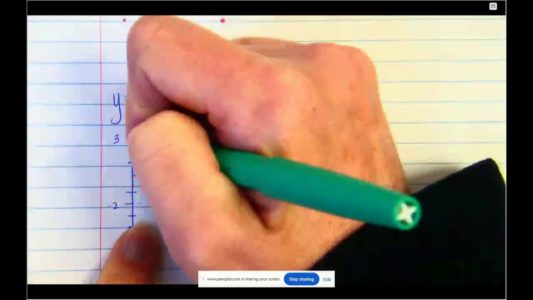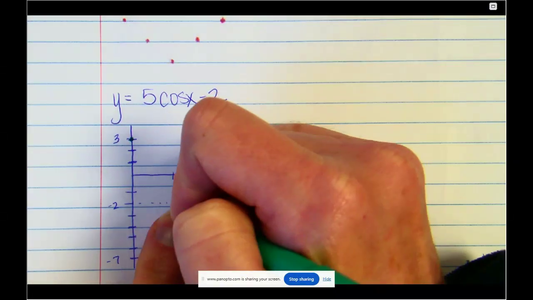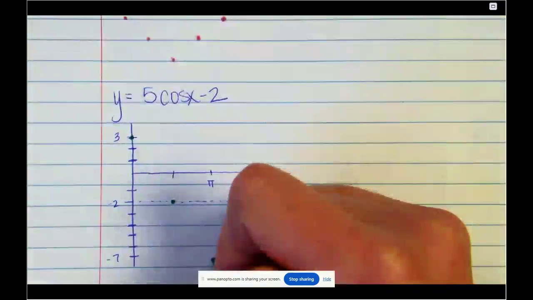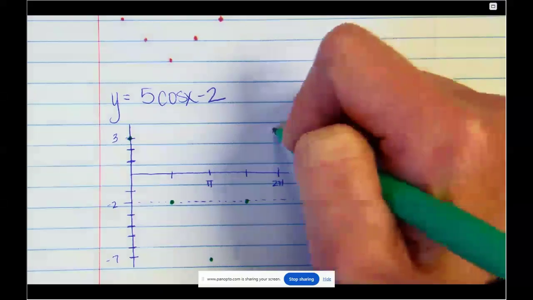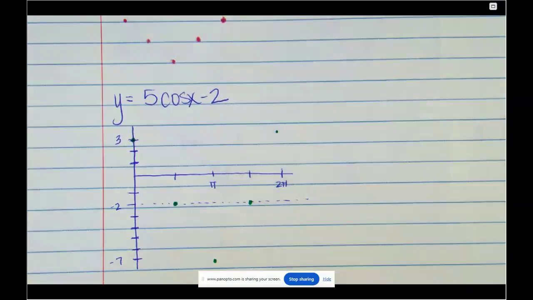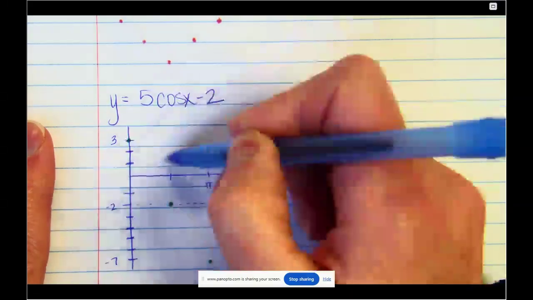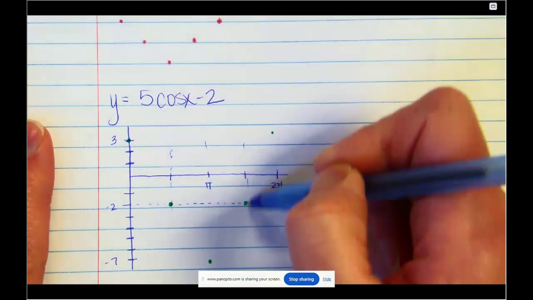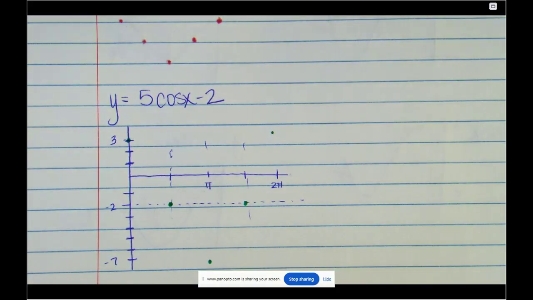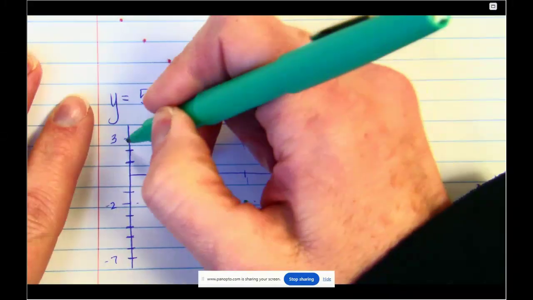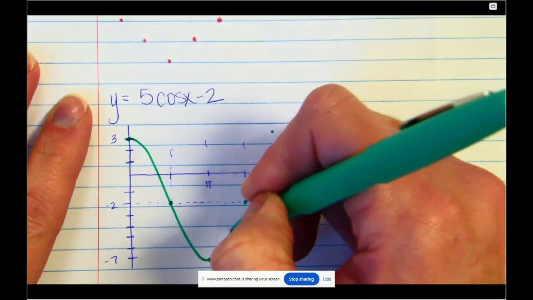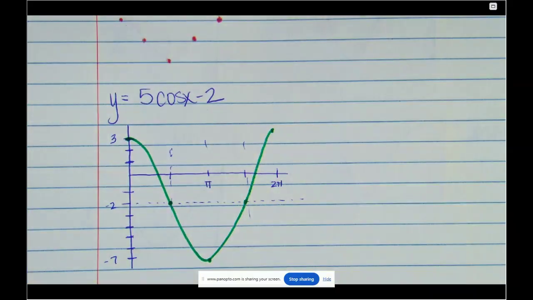Cosine starts at its top, goes to its middle, goes to its bottom, goes to its middle, and goes back to the top. Notice that these are happening at 0, pi over 2, pi, and 3 pi over 2, which is why you have to have those marks on your x-axis, because it gives you where the things happen. They're just happening at -2 instead. Oh, there you go. Mine only had 3 lines instead of 4. I graphed it and everything.